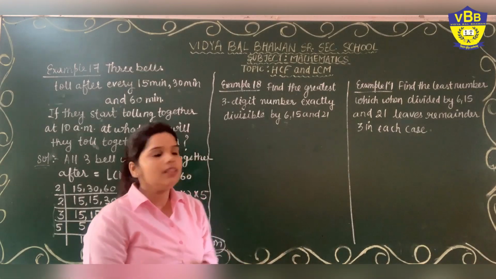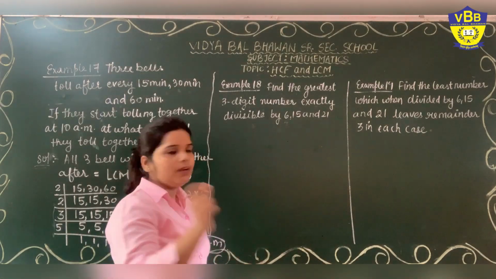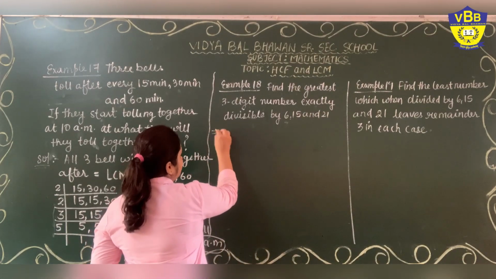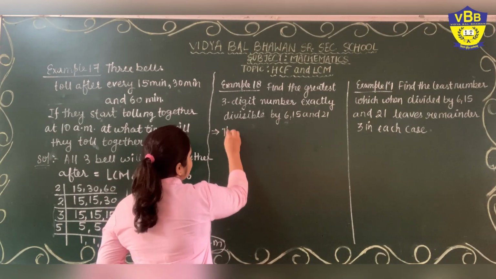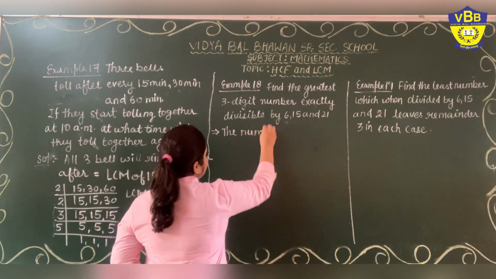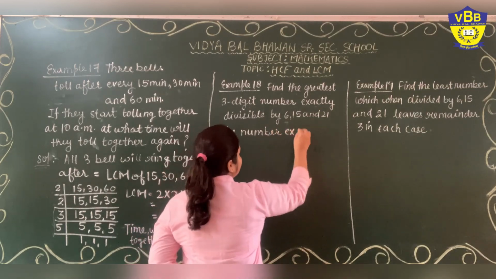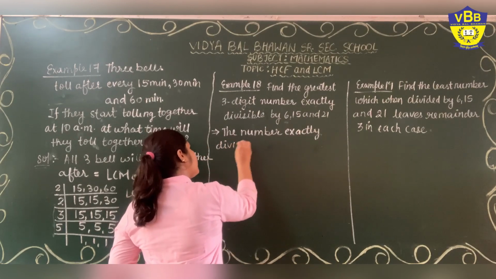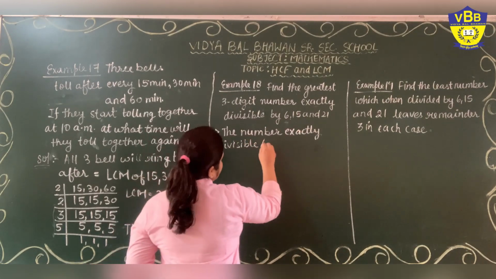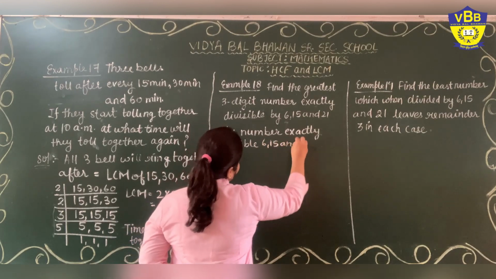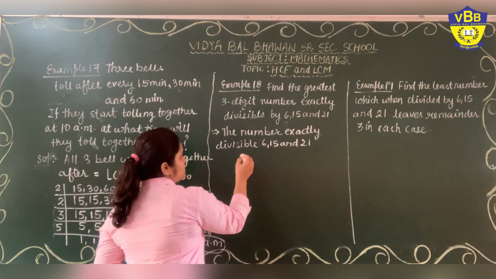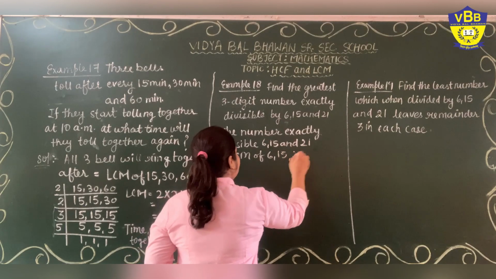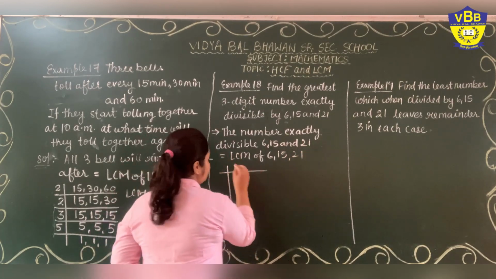So let's start. Let's find a number which is divisible by these numbers. For that we need to find the LCM. So the number exactly divisible by 6, 15 and 21 is the LCM of 6, 15 and 21. Find the LCM. We are doing the same division method here.